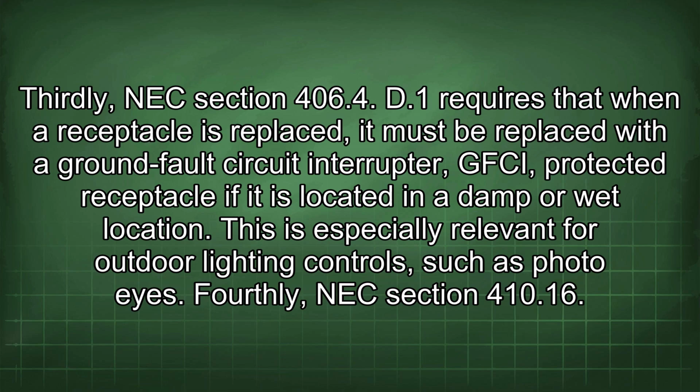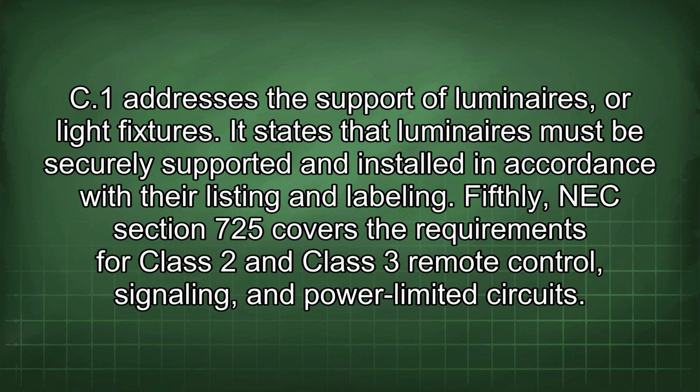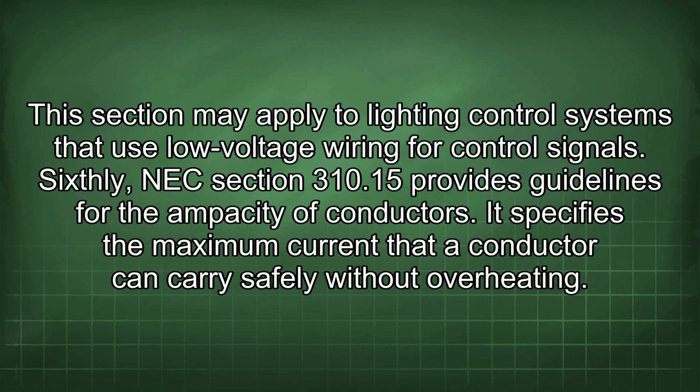Fourthly, NEC Section 410.16 C1 addresses the support of luminaires or light fixtures. It states that luminaires must be securely supported and installed in accordance with their listing and labeling. Fifthly, NEC Section 725 covers the requirements for Class 2 and Class 3 remote control, signaling, and power-limited circuits. This section may apply to lighting control systems that use low-voltage wiring for control signals.